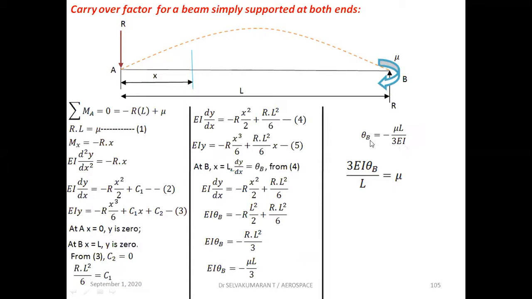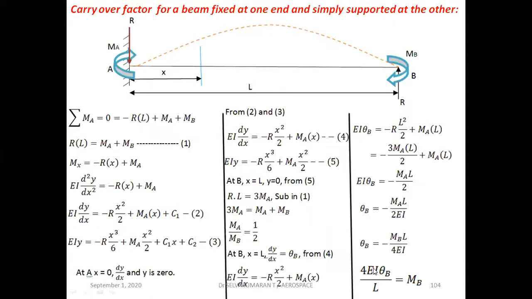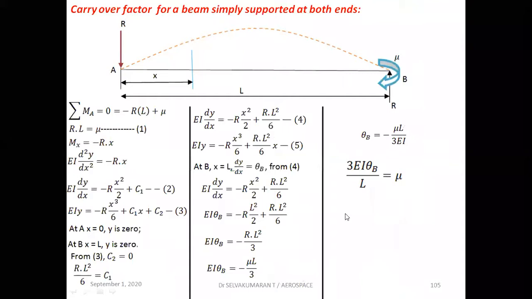Or else 3 EI theta divided by L is equal to Mu. Or we can write Mu by theta B, the moment required to produce unit slope or unit rotation, is equal to 3 EI by L, which is nothing but the stiffness. So 3 EI by L is the stiffness for the beam with hinge support or simply supports or roller supports. So I'm going to use this 3 EI by L and 4 EI by L for finding out this distribution factor.